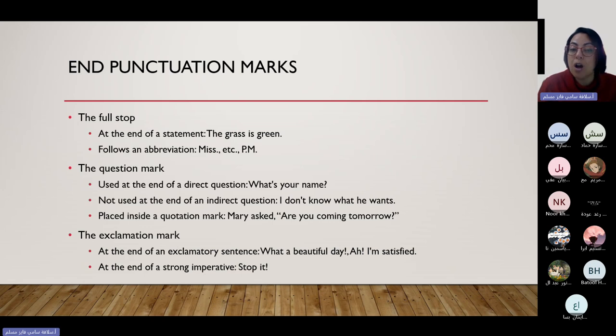At the end of a strong imperative. Stop it. فعل أمر. Okay? Stop it. Don't do that. Why? Because I'm giving a strong emotion there. Okay? I'm saying something with stress, with emotion, with character. That's why I'm putting an exclamation mark. So now we know when we put a full stop, when we put a question mark, and when we put an exclamation mark in English. Okay?